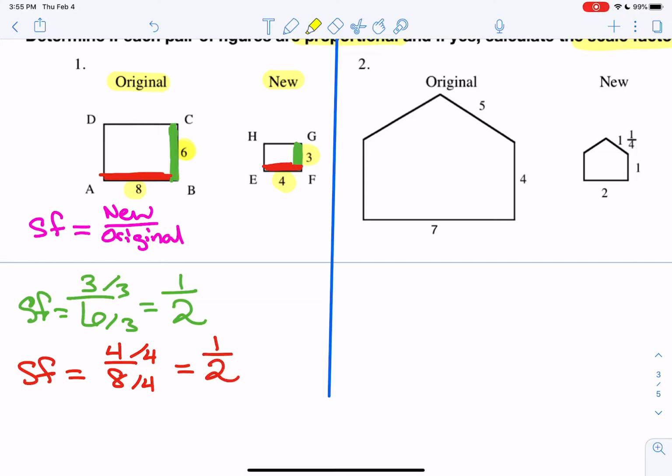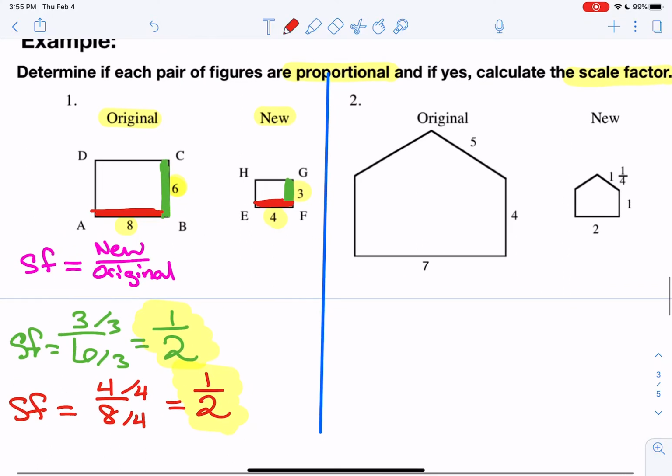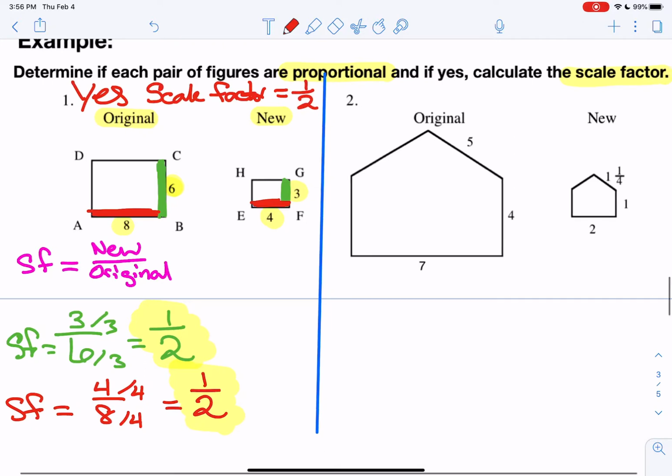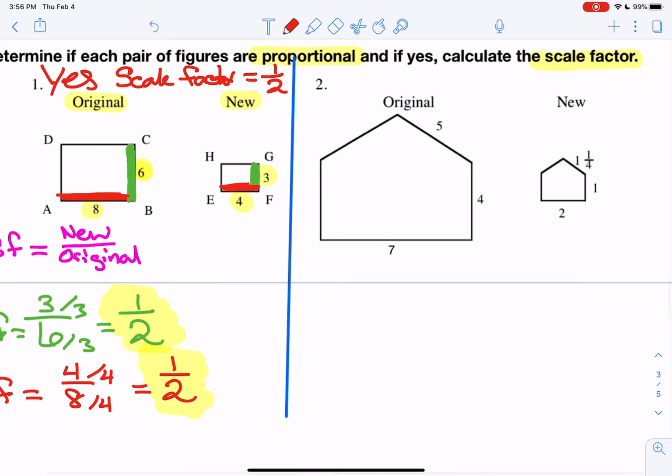Did we get the same number for both? Yes. So this is definitely a yes, it's proportional, and the scale factor equals 1/2. Now let's check the second shape. Now in the second example.